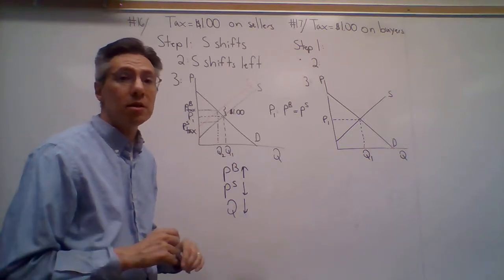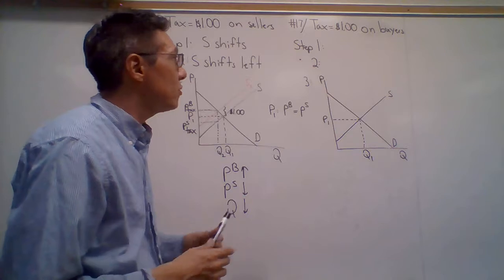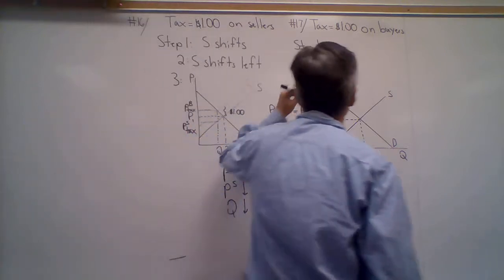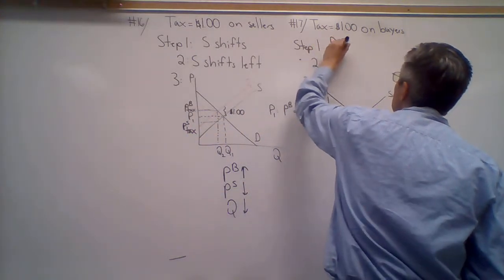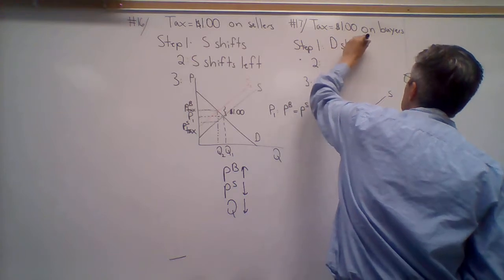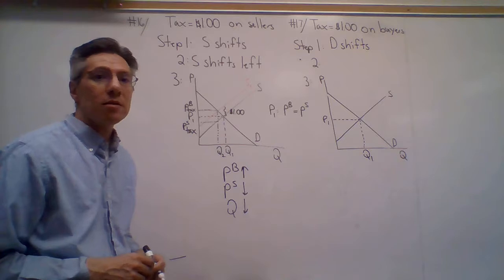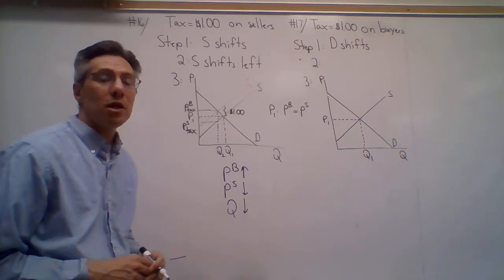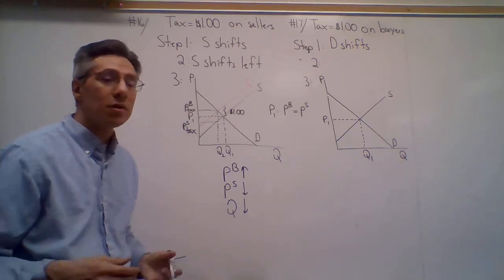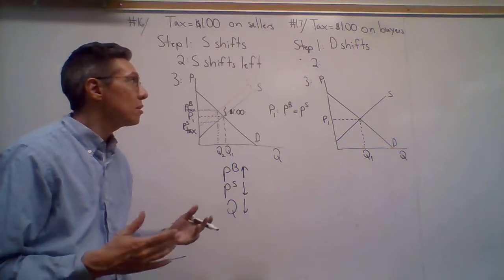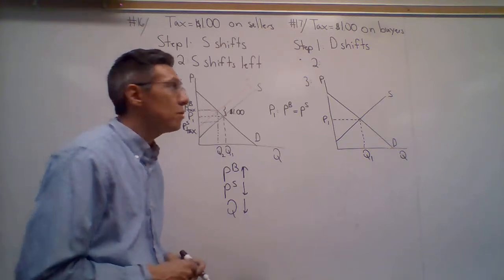Okay, since this tax is on the buyers, which curve is affected? Well, it's going to be the demand. And which way? Well, presumably a tax, you kind of have an idea of what that does to demand. Just ask how many people want to have a tax on texting. It's going to cause the demand to shift to the left.